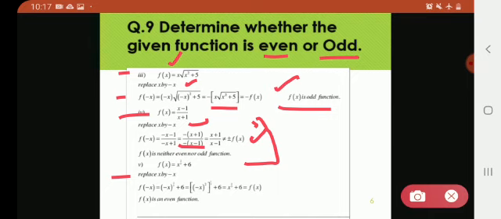Look at the next example. f of x equals x raised to the power 2 by 3 plus 6. Important part again. You have to replace this x with minus x. f of minus x would be minus x raised to the power 2 by 3 plus 6, that is, minus x whole raised to the power 2, whole raised to the power 1 by 3, plus 6.